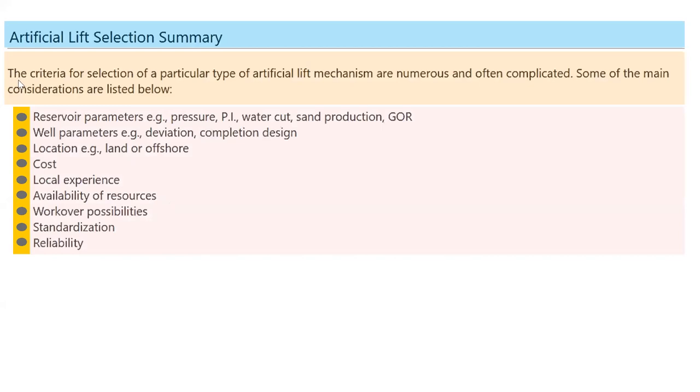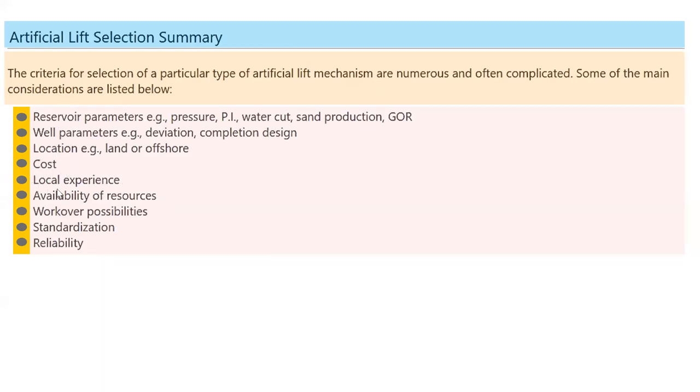Just bear in mind that the criteria for the selection of a particular type of artificial lift mechanism can depend on several parameters, which are the reservoir parameters, pressure, productivity index, water cut, and so on. The well parameters in terms of the deviation and completion, whether you plan for a workover possibility or not, and the cost that is available in your hand.